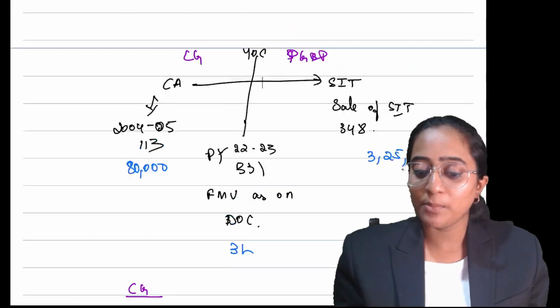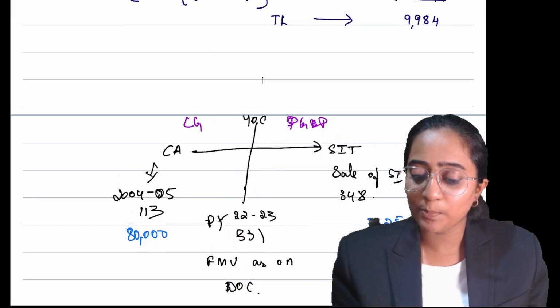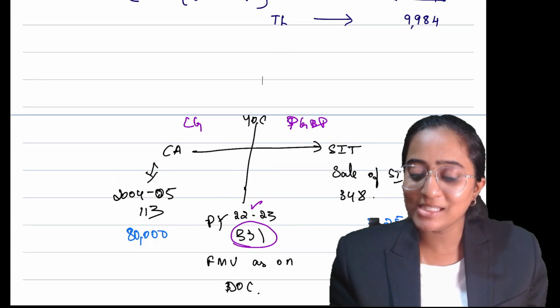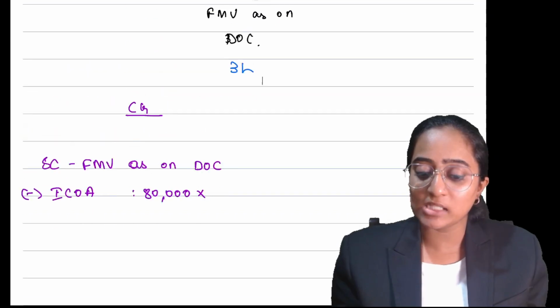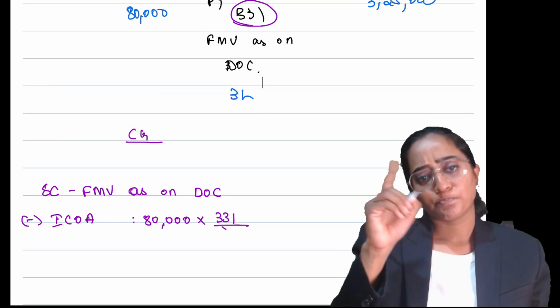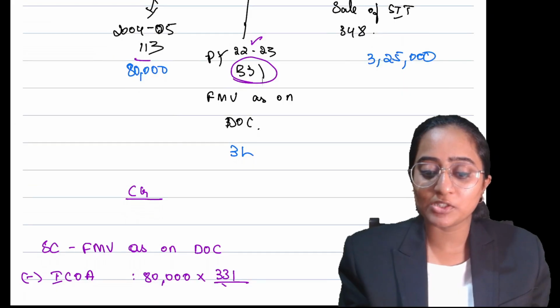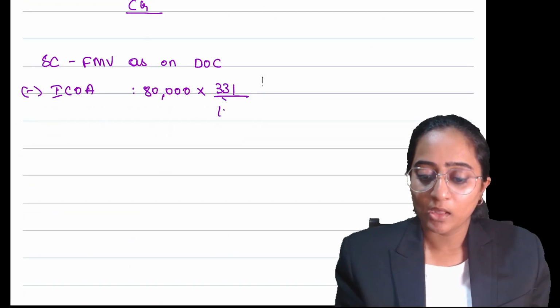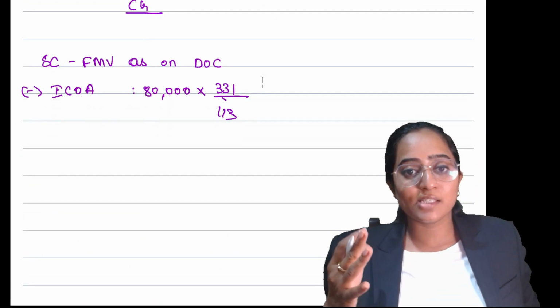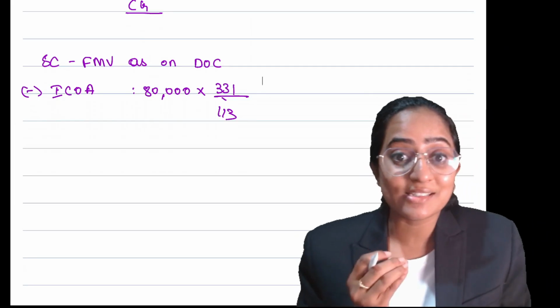The year of transfer, remember people: if you would have sold, you would have sold it in PY 2023-24 at the CII of 331. That is, the transfer has happened in the PY 23-24, CII 331, divided by what is the year of purchase? 113. I hope all of us know the indexation formula, and also how to calculate this indexation.